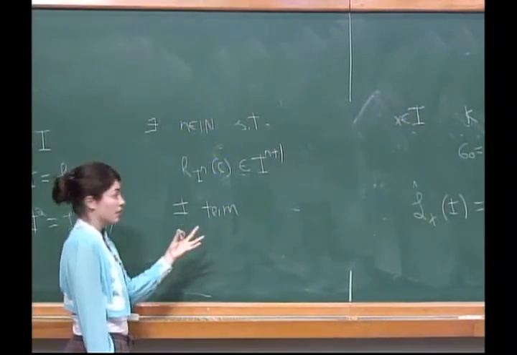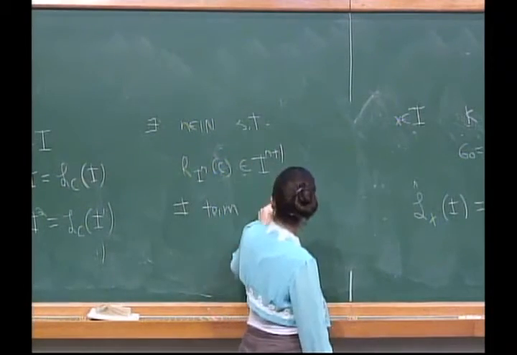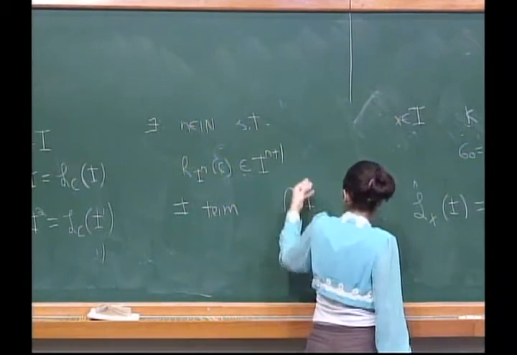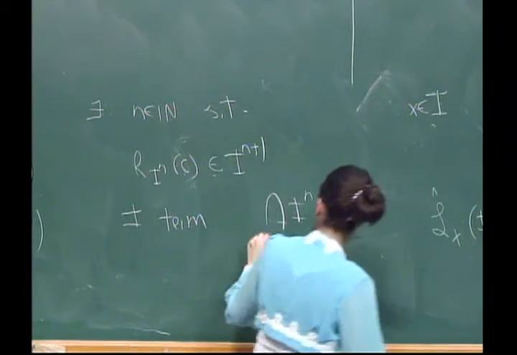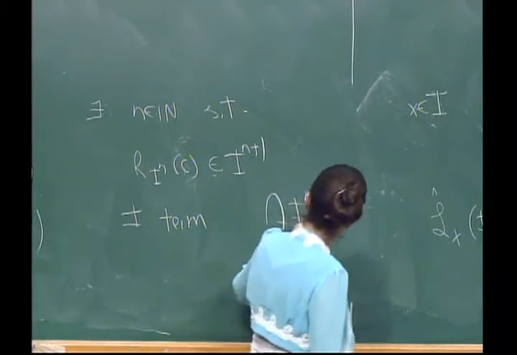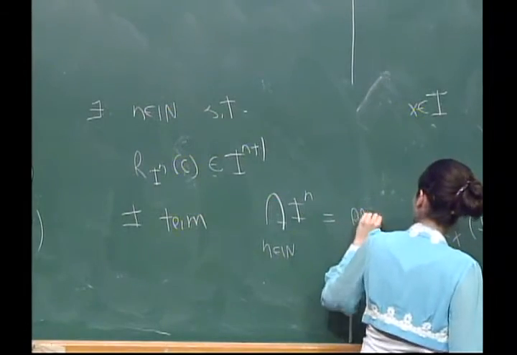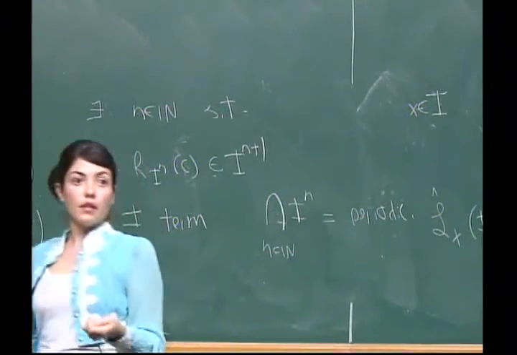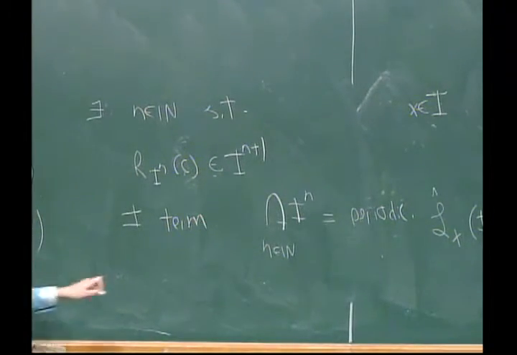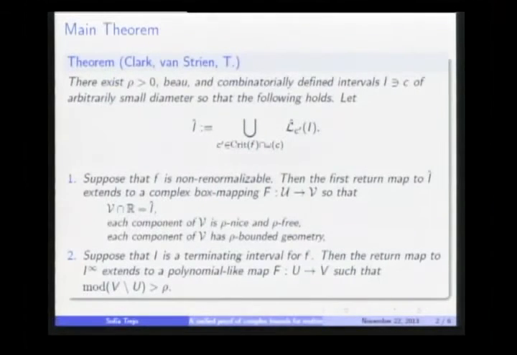And in this case, the intersection of all the In is a periodic interval. This one is periodic, and the map is renormalizable. So if this happens, I'm going to call it terminating, which is the second case. If the map is renormalizable at that point, then what you will get is only one domain. You will get something like this.